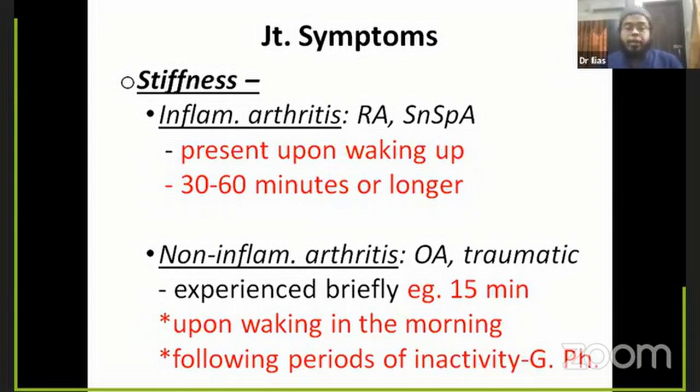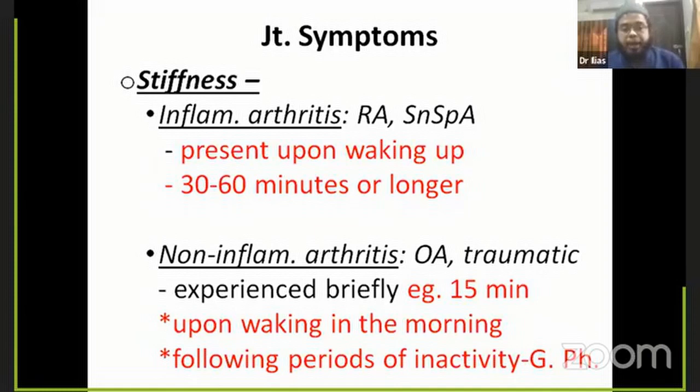Or it might remain for a longer time in advanced inflammatory arthritis, say in advanced rheumatoid arthritis or seronegative spondyloarthropathy, where the patient might even feel the pain throughout the day. So that is a very important thing. And the patient will definitely feel the pain on getting up from sleep. I showed here that it will be present upon waking up.